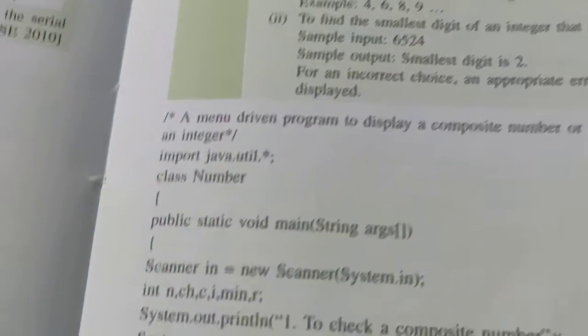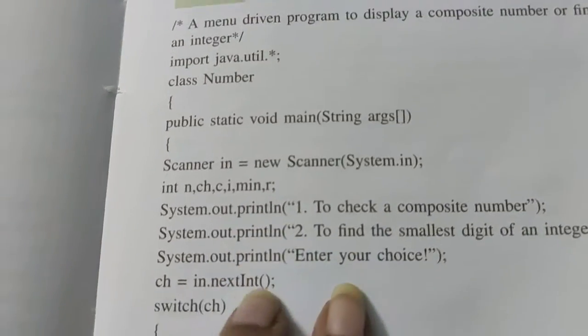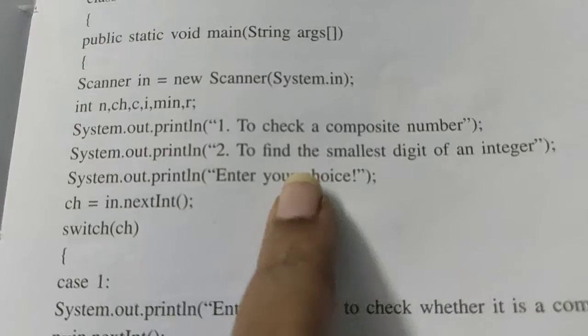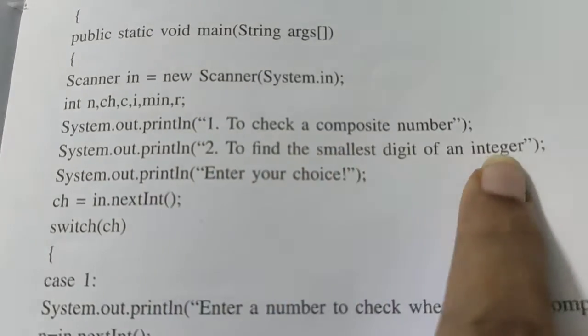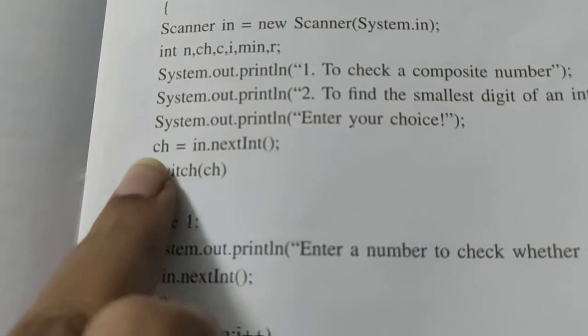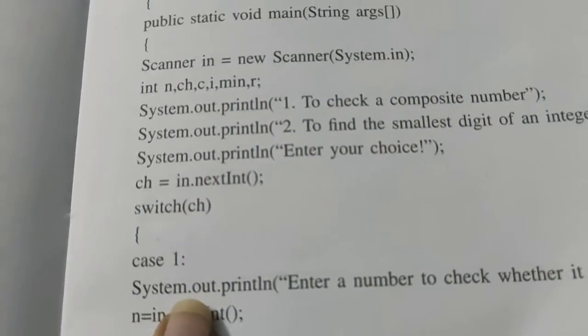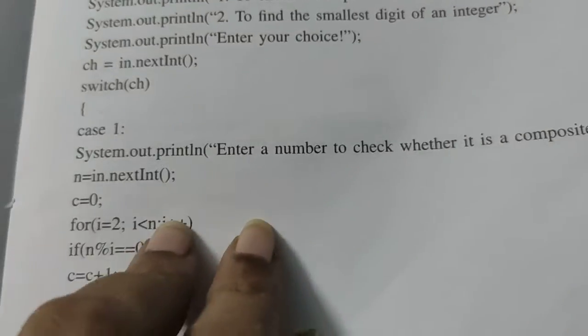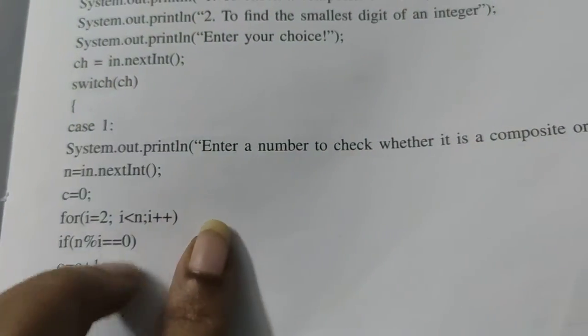First we have to display the menu. See here, system.out.println to check a composite number, and next, second is to find the smallest digit. So they are asking you to enter your choice and that choice is being saved in the ch variable. So then we are giving that ch variable into the switch case.